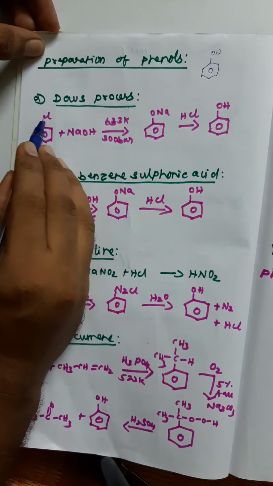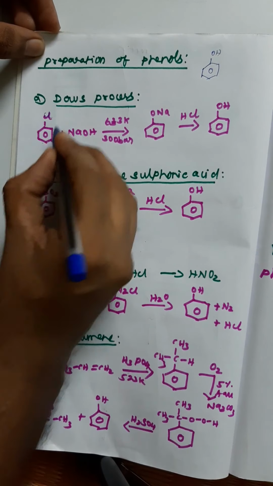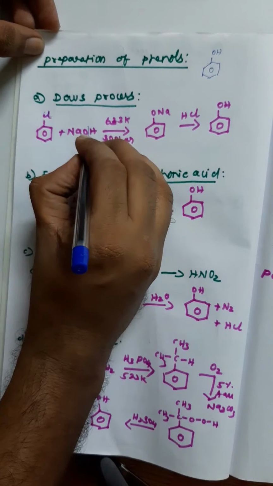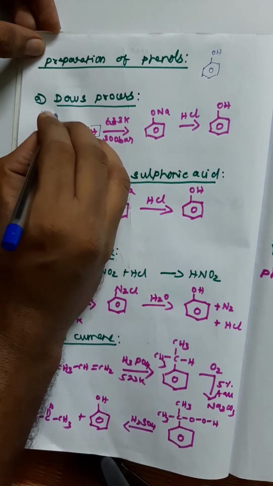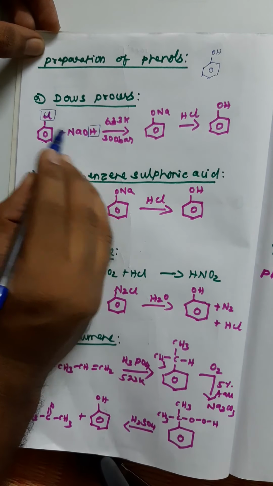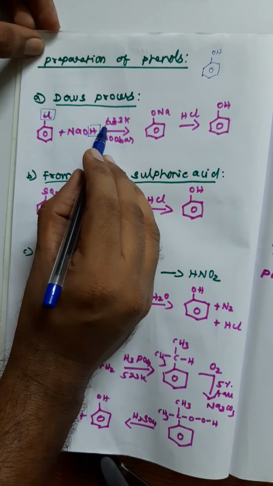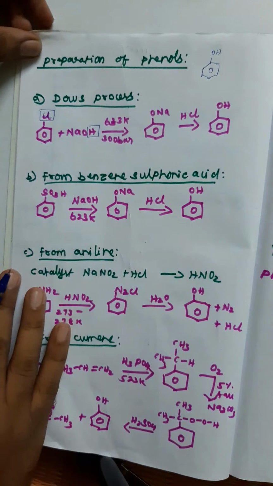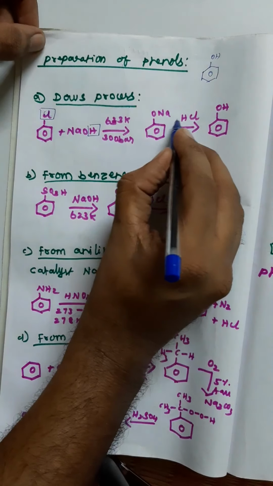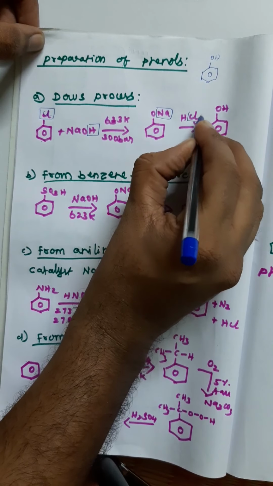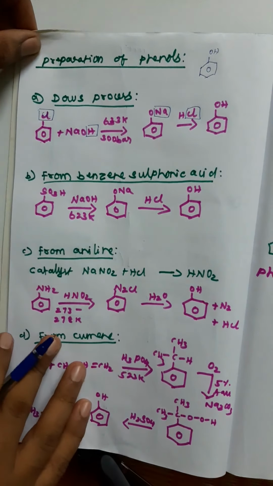Here the chlorobenzene reacts with NaOH. First, HCl is removed, which means ONa is attached to the benzene ring. It's sodium phenoxide, at 633 Kelvin and 300 bar pressure. After that, when it reacts with HCl, NaCl is removed and it is converted to phenol.